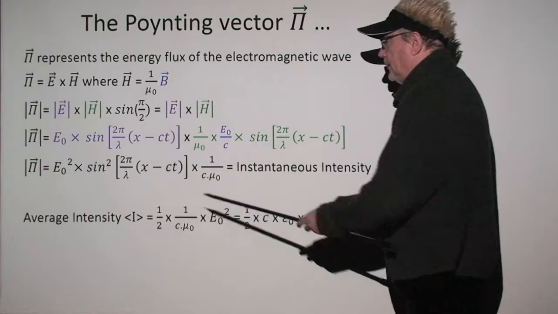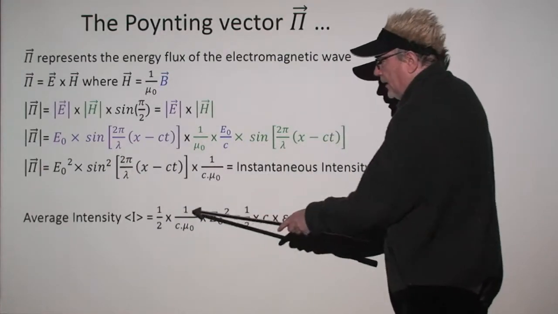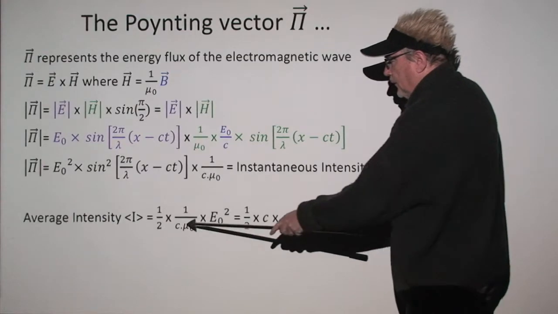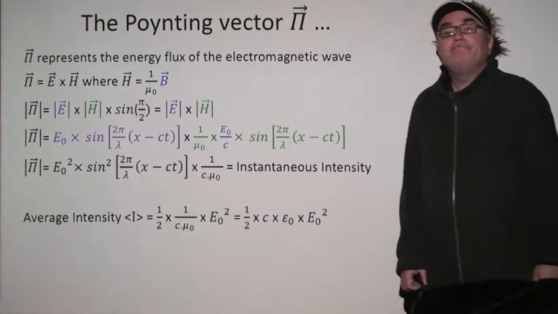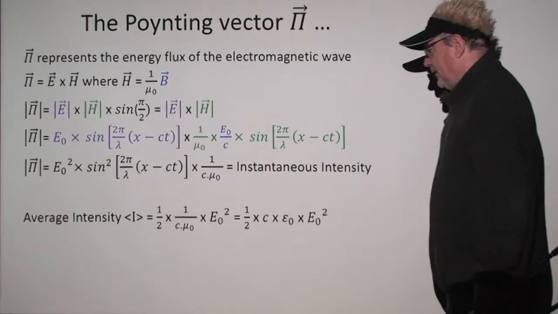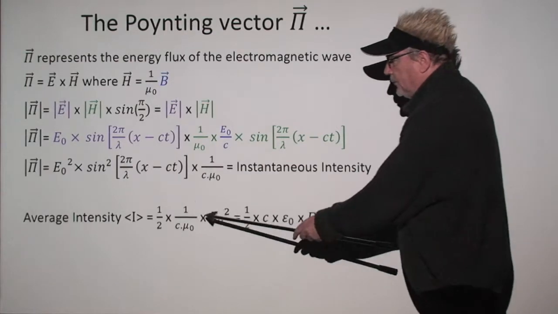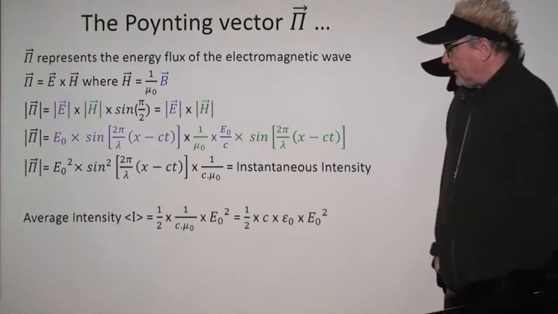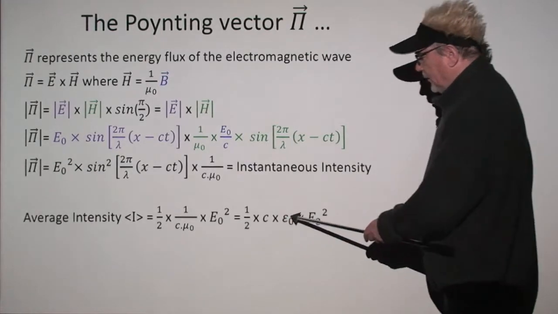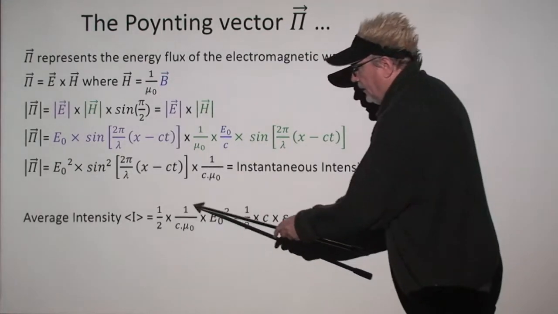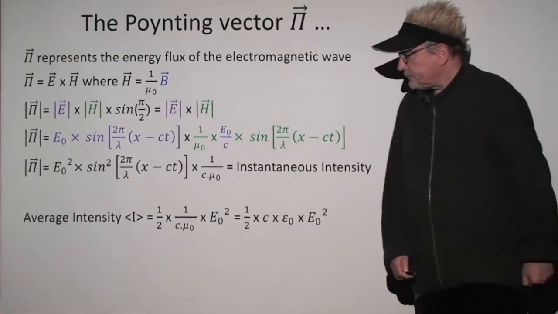So the average intensity of pi will be equal to 1/2 times 1 over c mu naught times E naught square, right? Yeah, right. So that's what you get here. Remembering what we've just seen before, which is c squared is equal to 1 over mu naught times epsilon naught. So you replace that with this, and you finally get that.